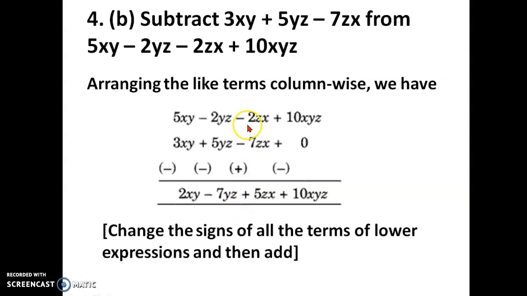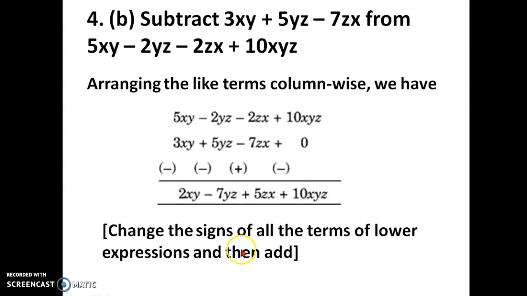Then here 2 is having minus sign, here 7 is having plus sign. That means 7 minus 2, so 7 minus 2 is 5. So 5zx you can write. Then here 10xyz, nothing is there here to minus, so you write the term as such with the sign. So this is the solution after subtracting.